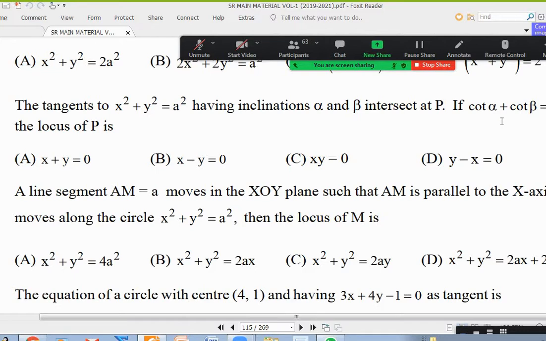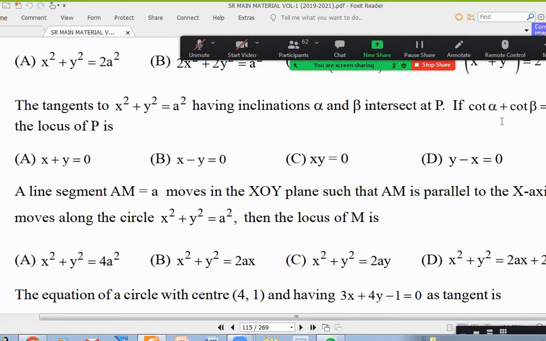Oh, 45. They want cot alpha plus cot beta is 0, which means tan alpha plus tan beta is 0, because cot alpha you can write as 1 by tan alpha, and cot beta is 1 by tan beta. So from an external point, you are drawing two tangents such that the sum of the slopes should be 0. So take the general tangent y equals mx plus or minus a root 1 plus m square. Put x1, y1, square it, we will get a quadratic equation. Equate the sum of the roots of that quadratic equation in terms of m to be 0.